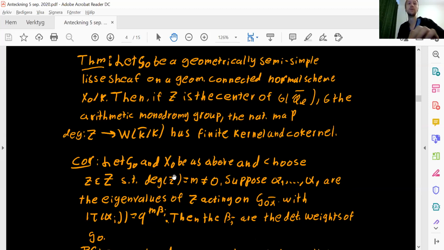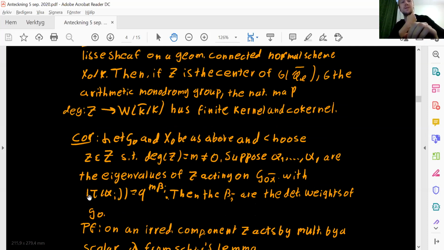So here's a corollary from this theorem, which I think Seb mentioned yesterday. Let G0 and X0 be as above, so G0 is geometrically semi-simple, and X0 is some geometrically normal scheme. Let's choose some Z in the center such that the degree under this map here is M, and M is not equal to 0. And let us suppose now that alpha 1 up to alpha r are the eigenvalues of Z acting on this G0 at x, where x is some geometric point. This is the stalk of our sheaf. I suppose that the absolute value of tau alpha i is equal to q^(M beta i), and here q is the size of our residue field. Then the beta i are the determinant weights of D0.